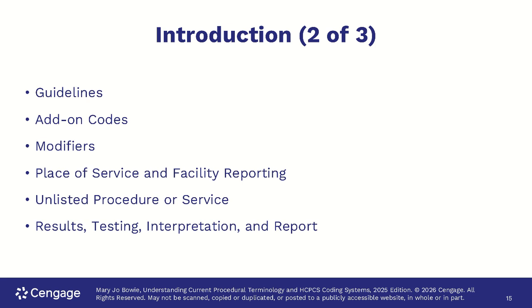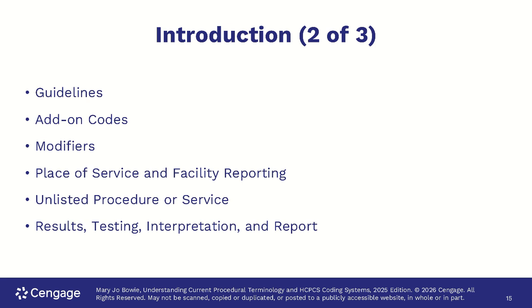Then we have place of service and facility reporting. And those are actually, if you look in your CPT manual, located in the inside cover of the CPT manual. And the place of service is for the claim form to tell where the service was rendered. So, like 11 is outpatient, 21 is inpatient, so forth and so on. In our billing course, you will have an opportunity to see the claim form and the place of service, and so it will all make sense.